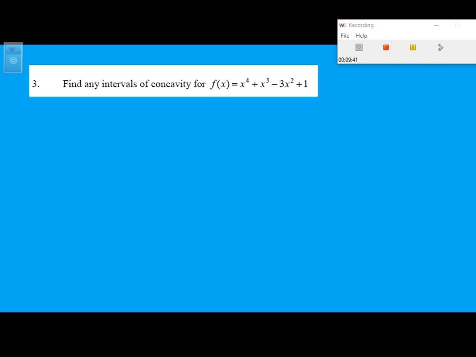Here goes my number 3. Find any intervals of concavity. Well, guys, remember your steps for concavity. Find your second derivative, set it equal to 0.